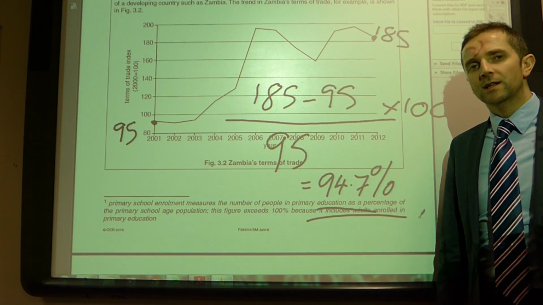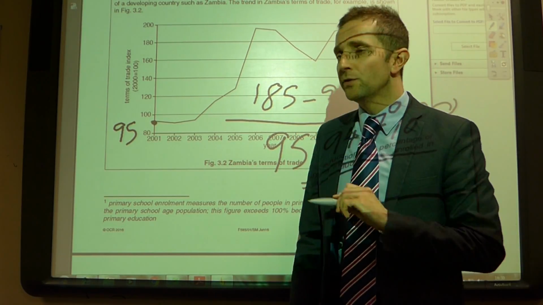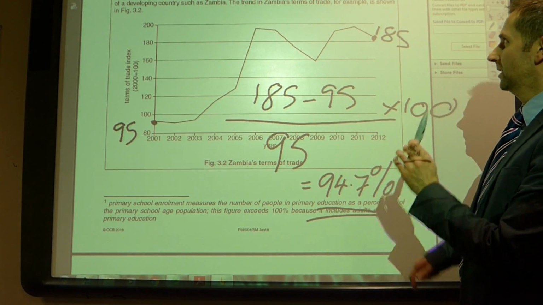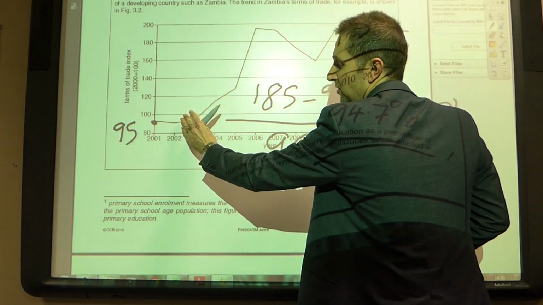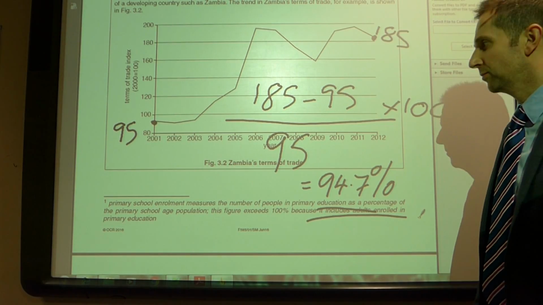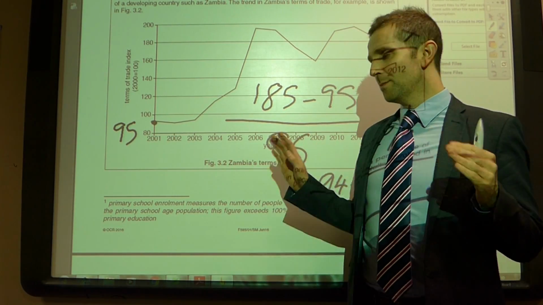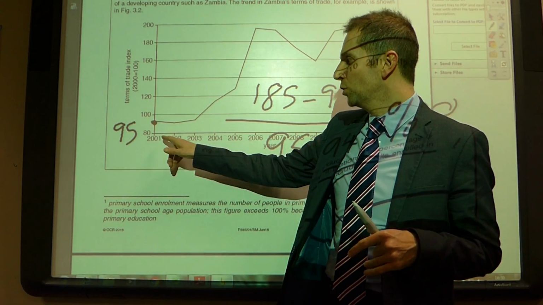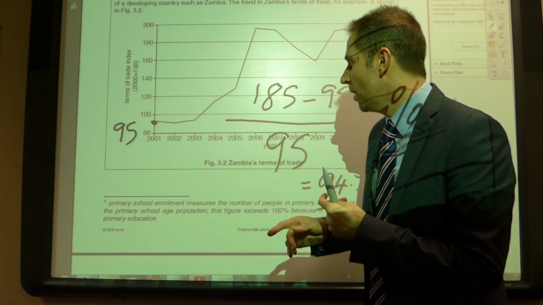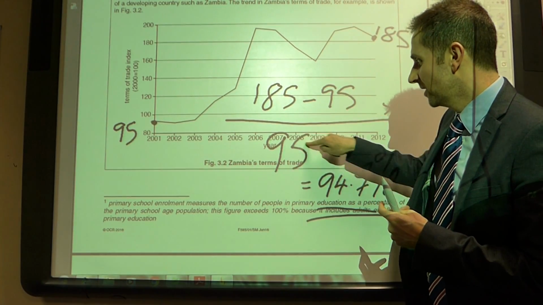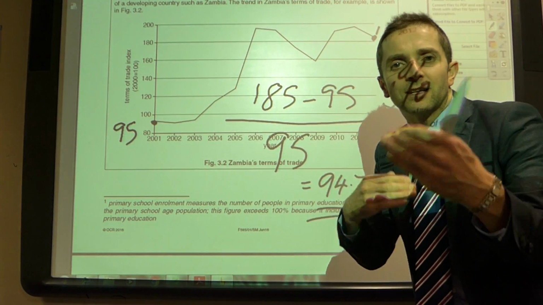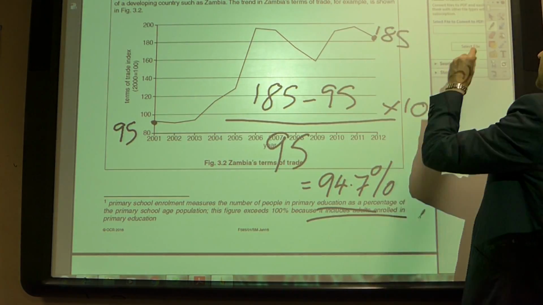Over this time period, the terms of trade has improved by 94.7%, not by 90%. You wouldn't just say 185 minus 95, so the improvement is 90. It's a 94.7% improvement. The exam board are bound to have structured the data in this way to trick you and trap you into making the mistake of not dividing by the 95. Some candidates will just do the top part and think, oh, it's 90, the answer's 90. It's not 90, just be careful on that one, ladies and gents.